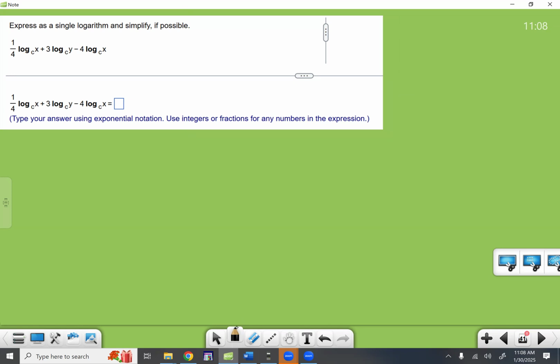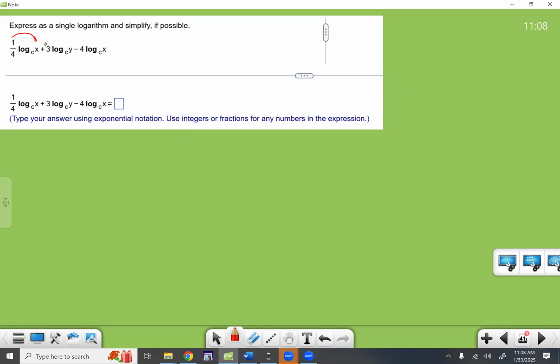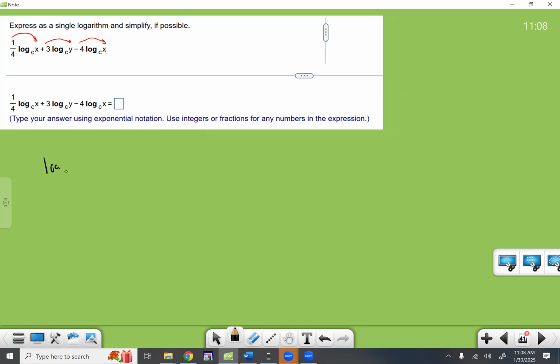Okay, so we're going to take any number that is in front and move it into the exponent of the logarithm. So this is going to become log base c of x to the 1/4 plus log base c of y to the 3rd minus log base c of x to the 4th.